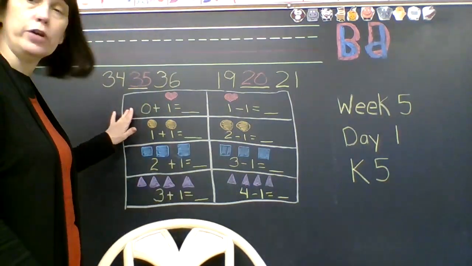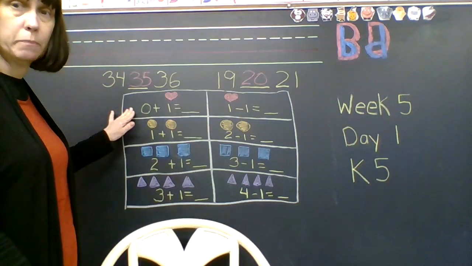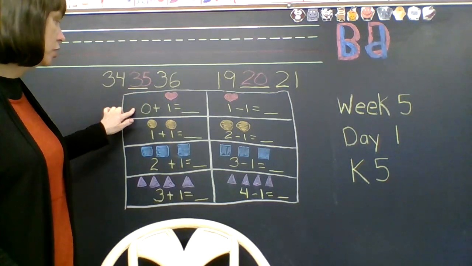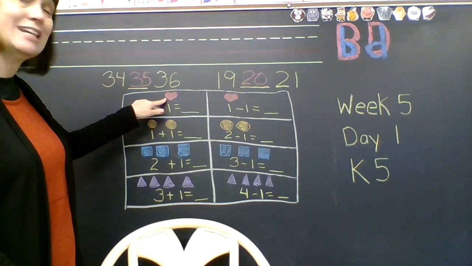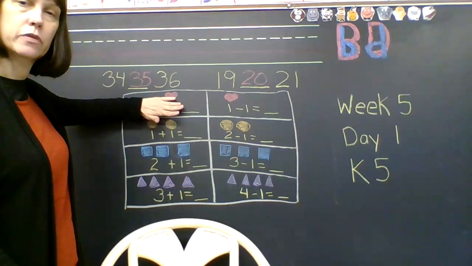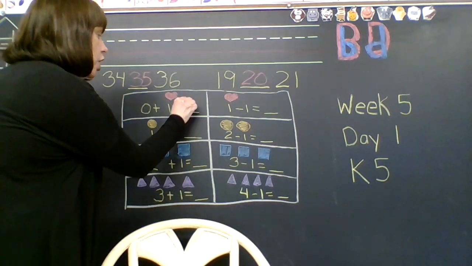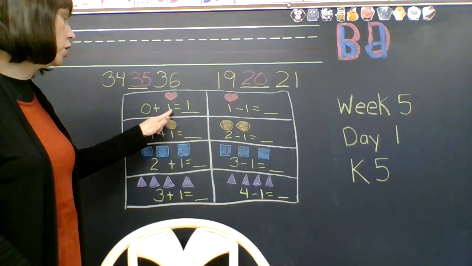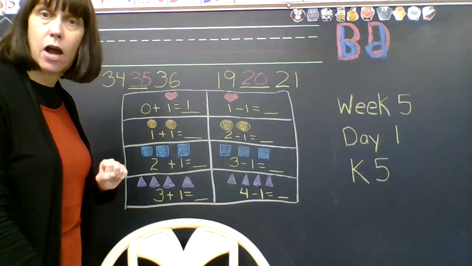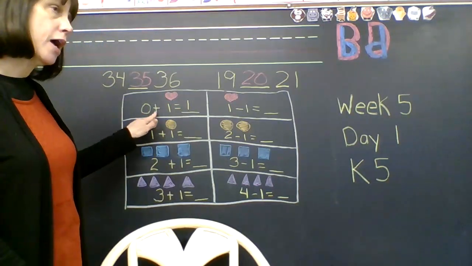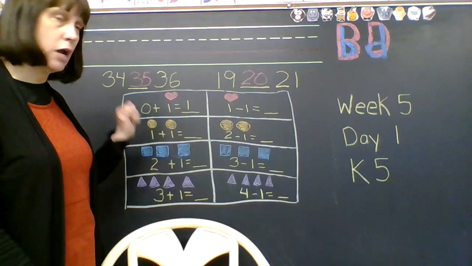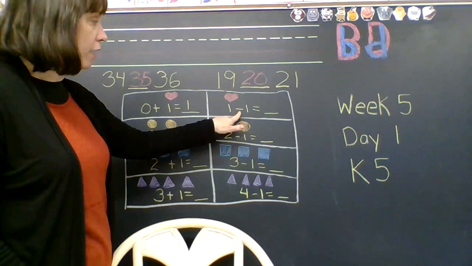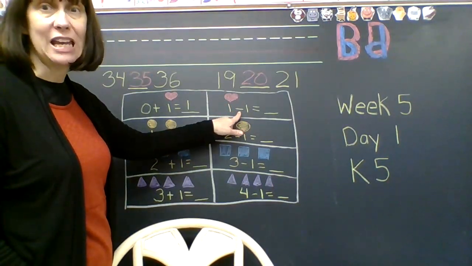So let's start over here, boys and girls, with this addition problem, with this addition combination. Look, we have 0 hearts plus 1 heart equals how many hearts altogether? 1. So the combination is 0 plus 1 equals 1. Say that with me. 0 plus 1 equals 1. Now we're going to do the subtraction problem. We have the minus sign, so we know we are taking away.